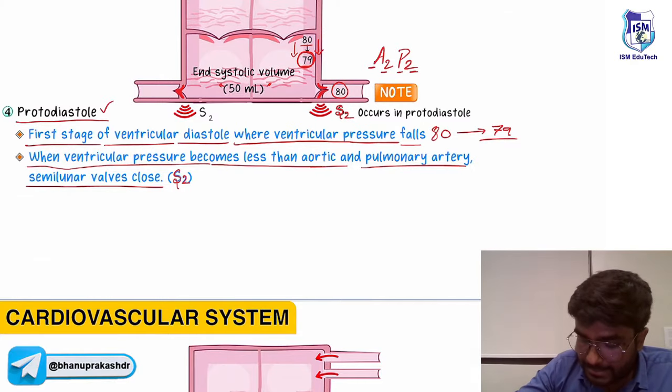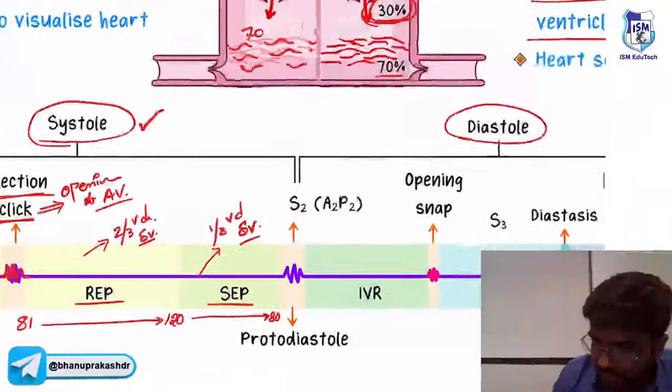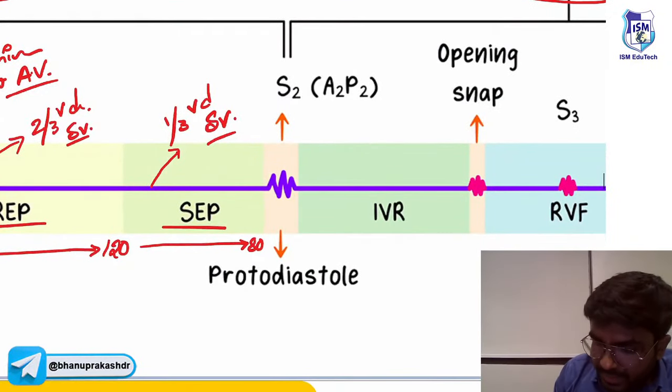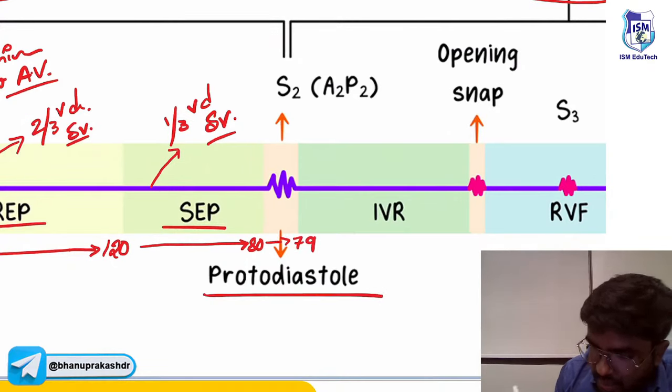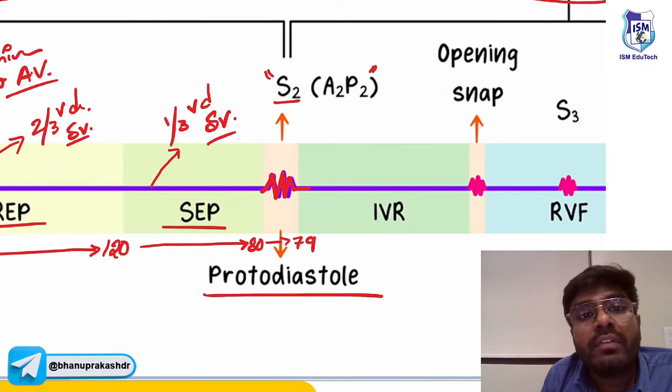Right? Done. Come to the timeline diagram. Let me show you the same thing. Look here. The pressure is moving from 80 to 79. This phase is called protodiastole. During protodiastole, which heart sound is heard? The S2 heart sound is heard. It is due to closure of A2 and P2, the aortic valve and pulmonic valve.